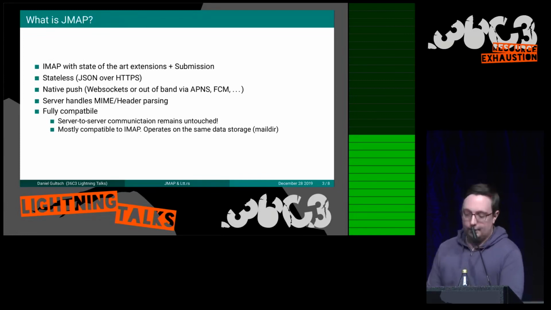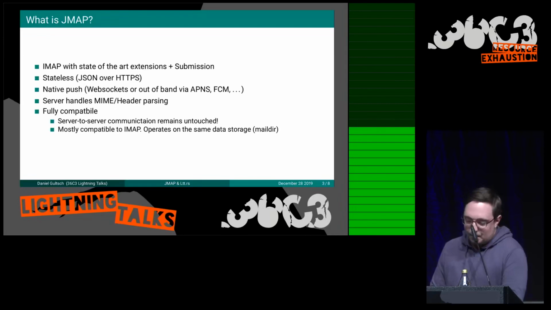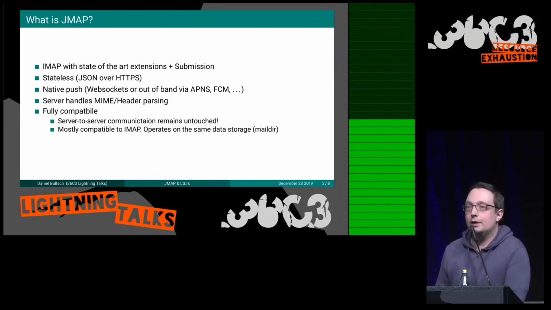So luckily, there's an alternative to that called JMAP. So what is JMAP? JMAP basically is IMAP with all the cool extensions. And it will also make the server deal with all the MIME parsing. So as a client, you basically get a JSON structure with the email data that is essentially ready to display to the user.